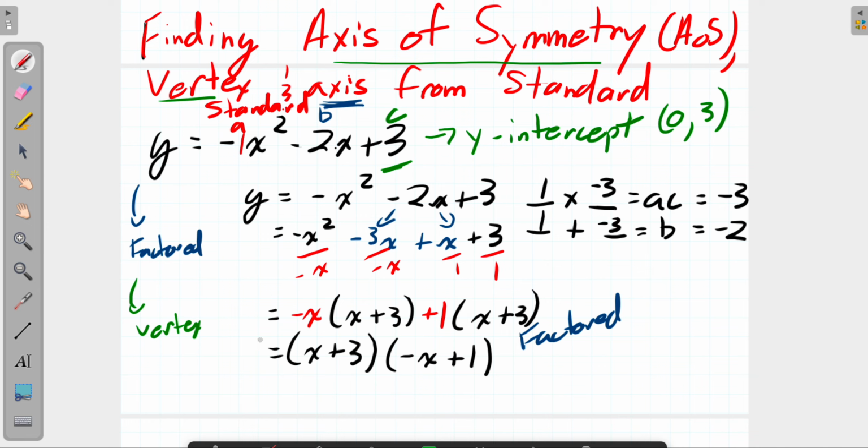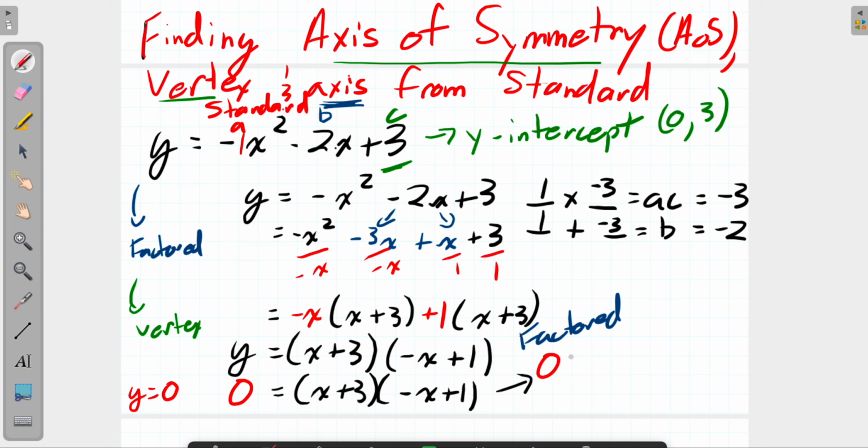Factored form helps us find x-intercepts. In order to find those x-intercepts, we need when y is equal to 0. So we have y here, and we're saying, what is this when y equals 0? So we sub 0 in here. It's equal to x plus 3 times negative x plus 1, which means one of these brackets must be 0 because they multiply to 0. So we create two equations: 0 is equal to x plus 3, and 0 is equal to negative x plus 1.